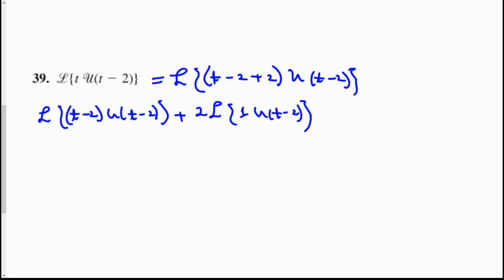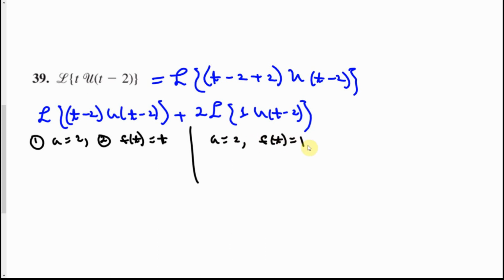So two things you want to identify: what is a? A is 2. Then secondly, what's the function? It's t. Now over here, the same thing. What is a? 2. And what's the function? F of t is equal to 1.